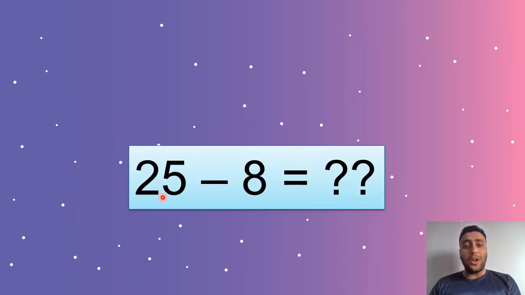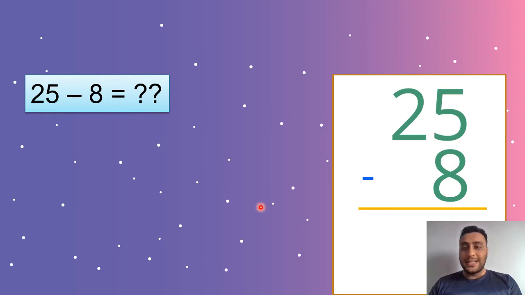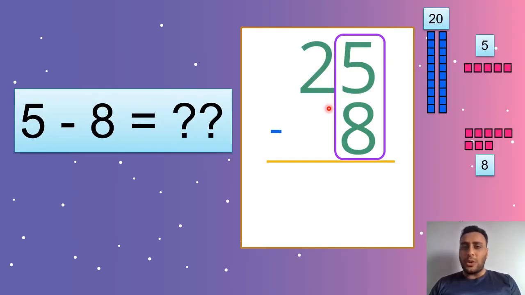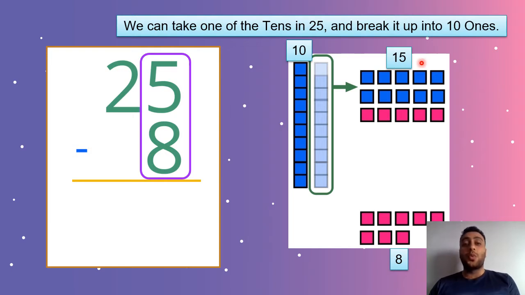Now let's do 25 minus 8. Oh no, guys, this one has a problem. We cannot do 5 minus 8 because 5 is smaller than 8. Now, as you remember, in addition, we could regroup. This one we can also regroup. We call it regroup or borrowing.